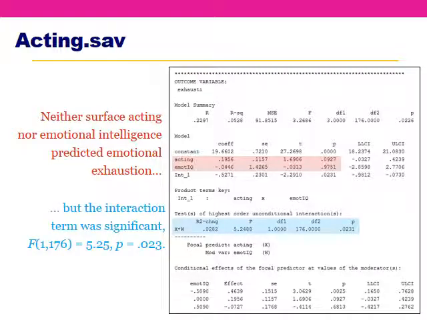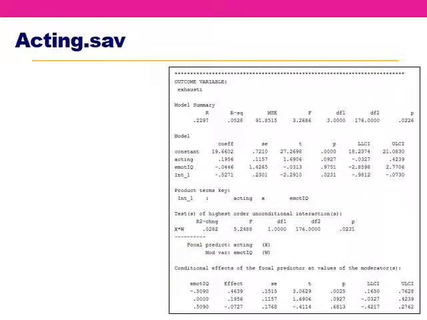However, we do have a significant interaction, and we could see that either from the t-test up here, or probably better, from the F-change test down here, telling us that if we had built this model hierarchically, the model with the interaction is better than the model without it. So we know that the effect of surface acting on emotional exhaustion depends on a person's level of emotional intelligence. We don't know how yet. To make sense of that, we need to go down and look at the simple slopes analysis.